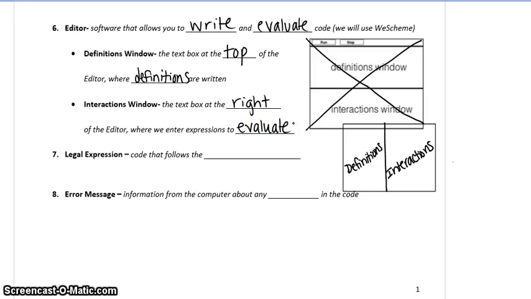A legal expression, definition 7, is code that follows the code rules. Again, the computer will not understand you if you don't follow the rules for writing code. Definition 8 is an error message. A little self-explanatory here. It's information from the computer about any errors or mistakes in the code.